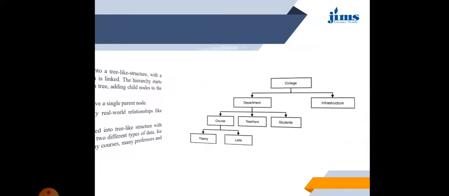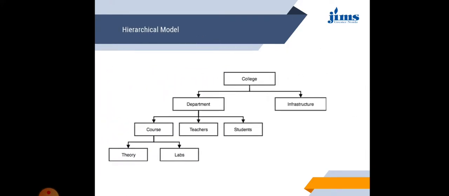In the hierarchical model, one is a root node, all the other nodes are child nodes, and the last nodes are the leaf nodes. So basically, if I am talking about a college, the college is the root node. One child is the department and another one is the infrastructure. So these are the two child nodes of college, and every department has three nodes: course, teachers, and students. And every course has two nodes, that is theory or lab. So that is a hierarchical model.